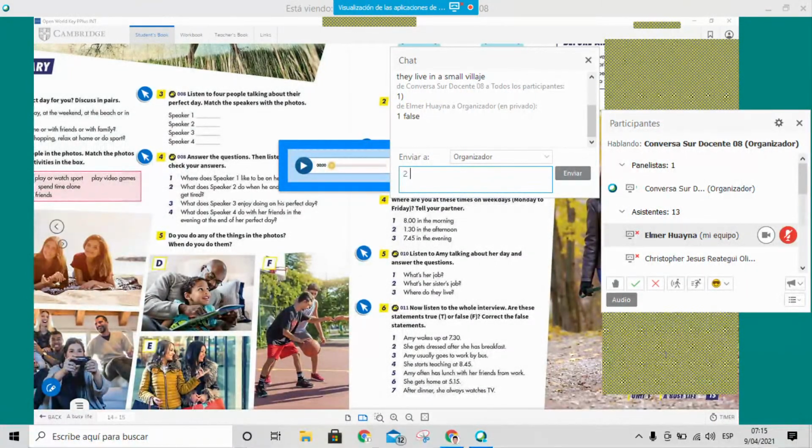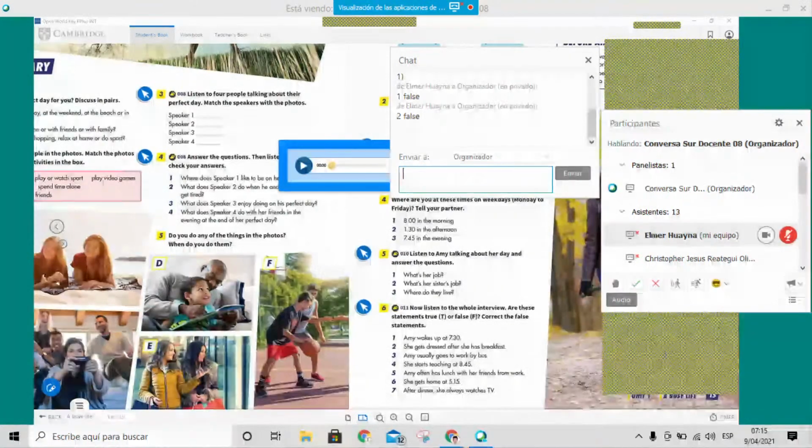Okay, 4, 5, 6, or 7. False. Please participate. This is practice for you. 2 is false. Actually, it's true because she mentioned she has breakfast and then she has a shower and then she gets dressed. Oh wow! She doesn't choose everything and another person yes. Okay.